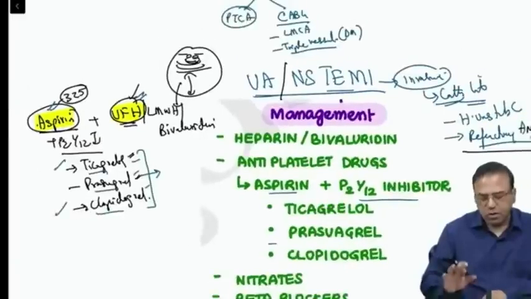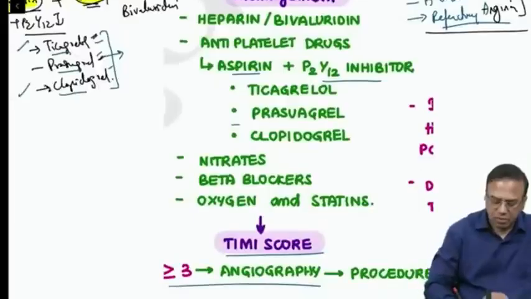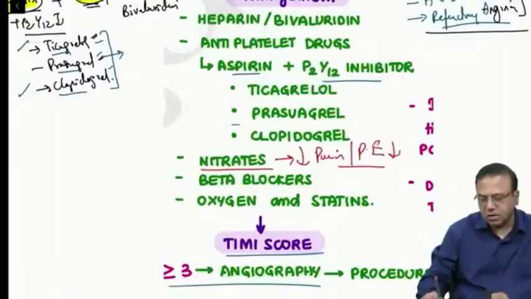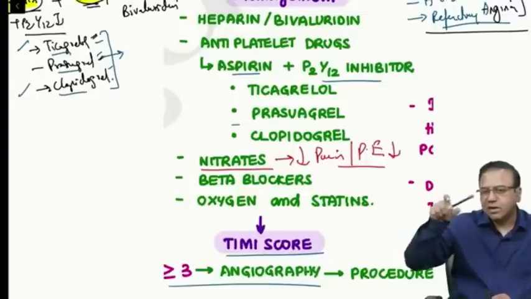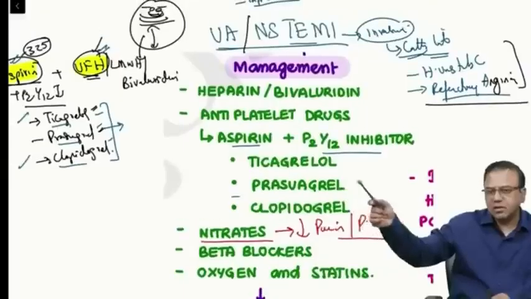So this is a broad concept that you should remember now. Now, what about the other treatment? What about nitrates? Nitrates are going to reduce the pain and they benefit patients with pulmonary edema. They reduce the pulmonary edema if it is occurring and they reduce the pain. But till date, no study has shown nitrate having survival advantage, mortality benefit, whether unstable angina and STEMI or STEMI.